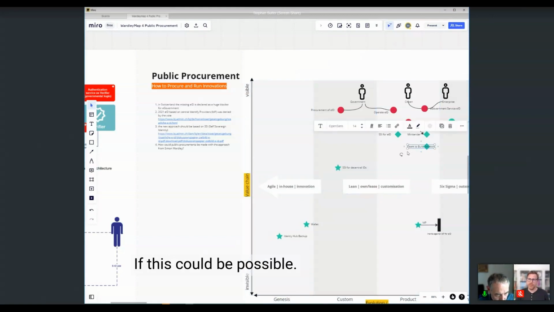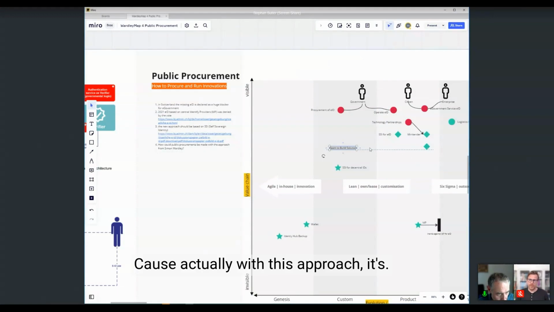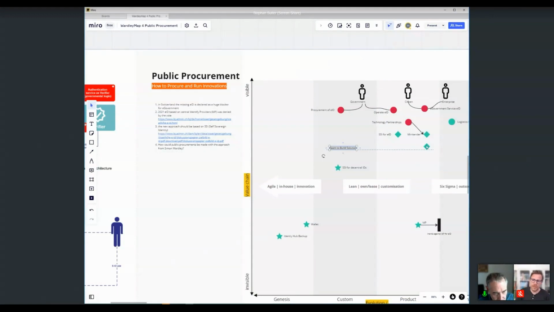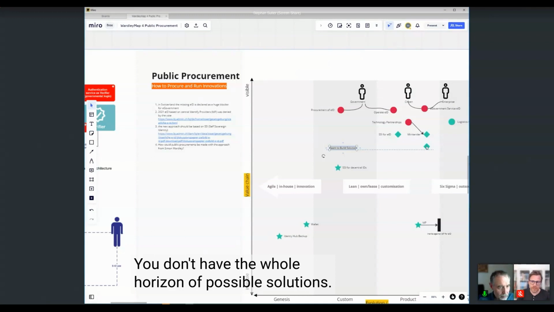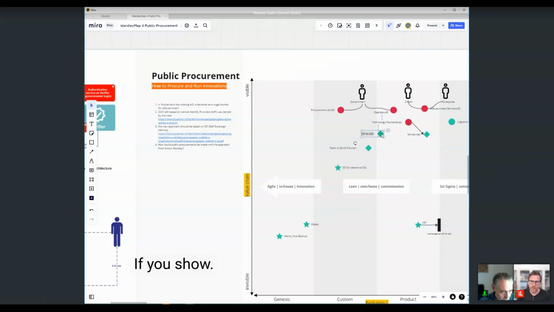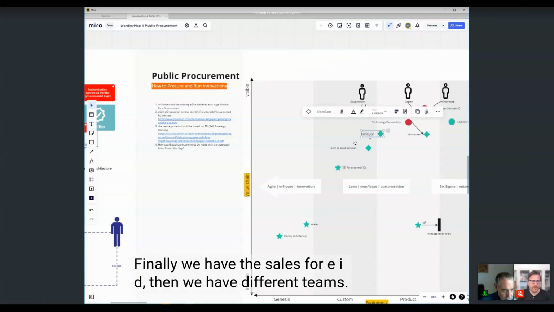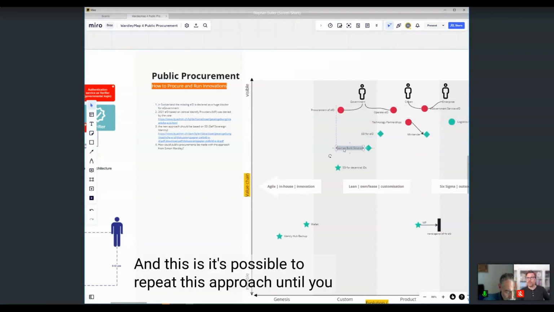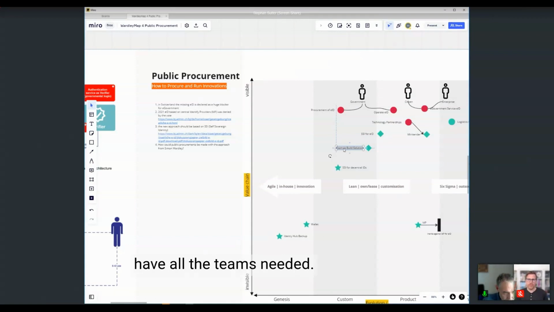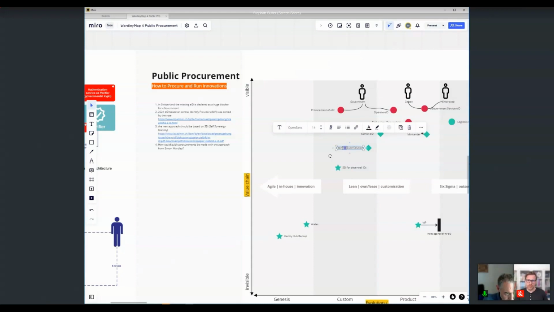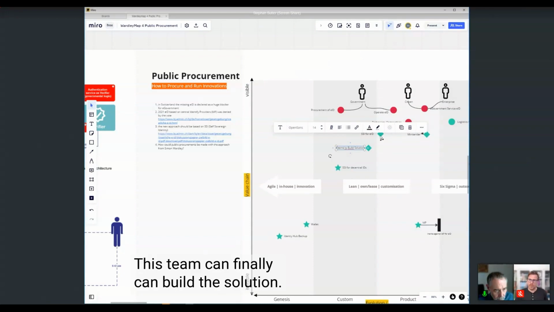This could be possible. Because actually with this approach, you don't have the whole horizon of possible solutions. As if you show, finally we have this self-sovereign EID, then we have different teams, and it's possible to repeat this approach until you have all the teams needed. And these teams can build the solution.